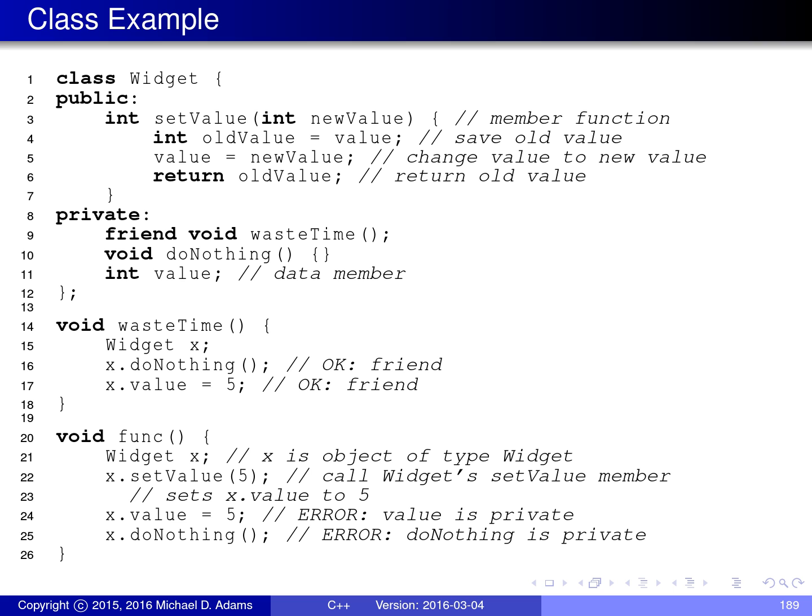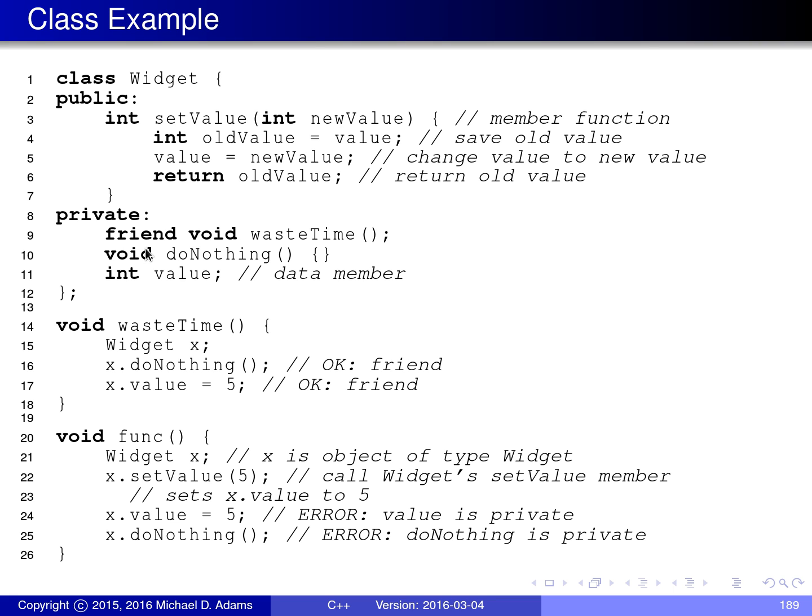On this slide, we have another example illustrating the notion of friendship. So we have a class called widget, and it has a single data member called value. The class basically stores an integer value for some purpose. And it has a single member function called setValue that allows you to change the value of this value data member and also return its old value in the process. So the function returns an int, which is the old value before it set the value data member to this new value.